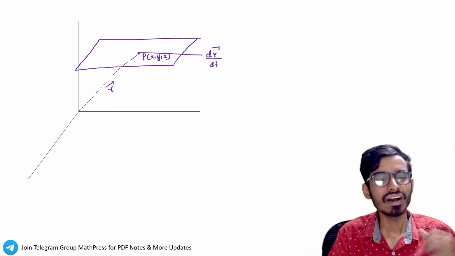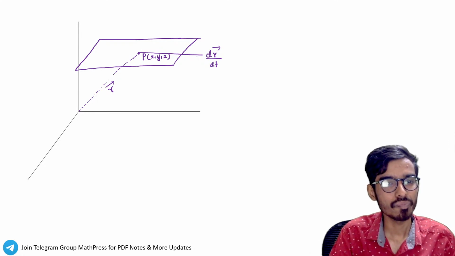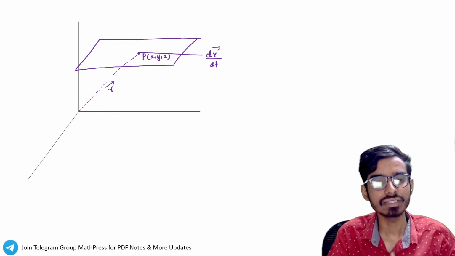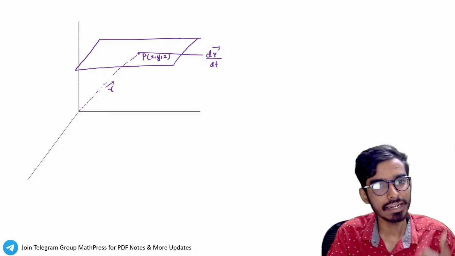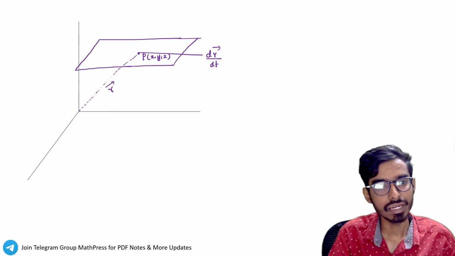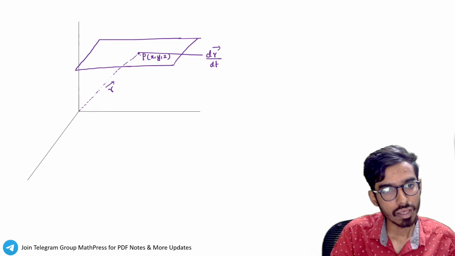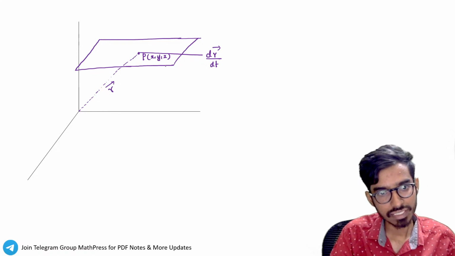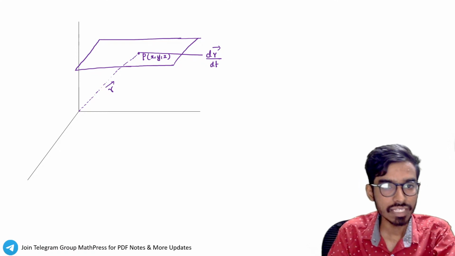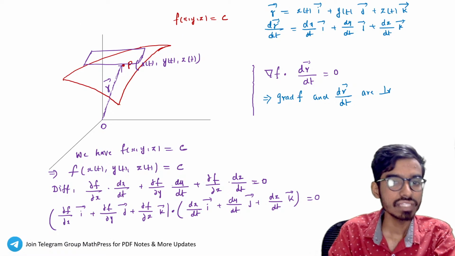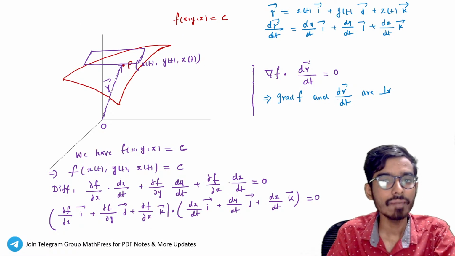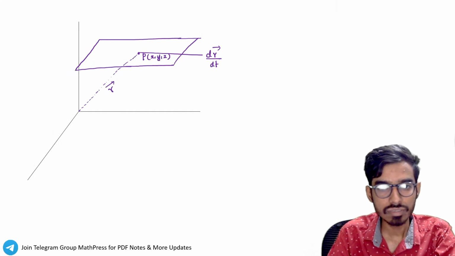Okay. So it's very hard to visualize in 3 dimensions. So you are getting my point, right? I'm just drawing the slope, that is a tangent line at this point. This is dr by dt. Now we need to find the equation of this tangent plane, right? This is dr by dt, and we know that grad f and dr by dt are perpendicular. So this is dr by dt.